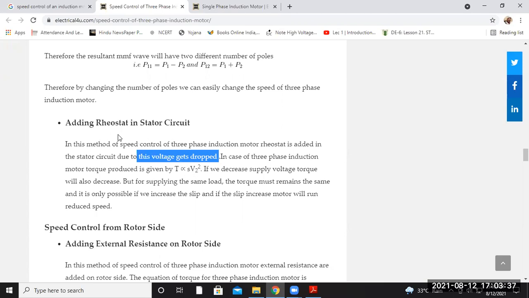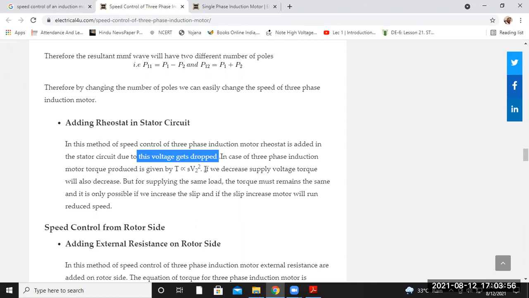That means if we increase the rheostat value, the voltage drop will be higher, and the speed will also be affected. In that way we can use the rheostat for the speed control of the induction machine.